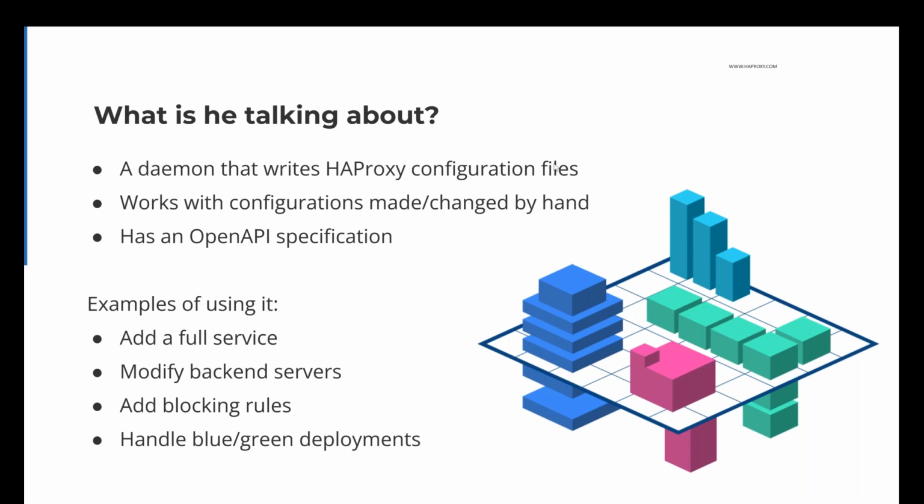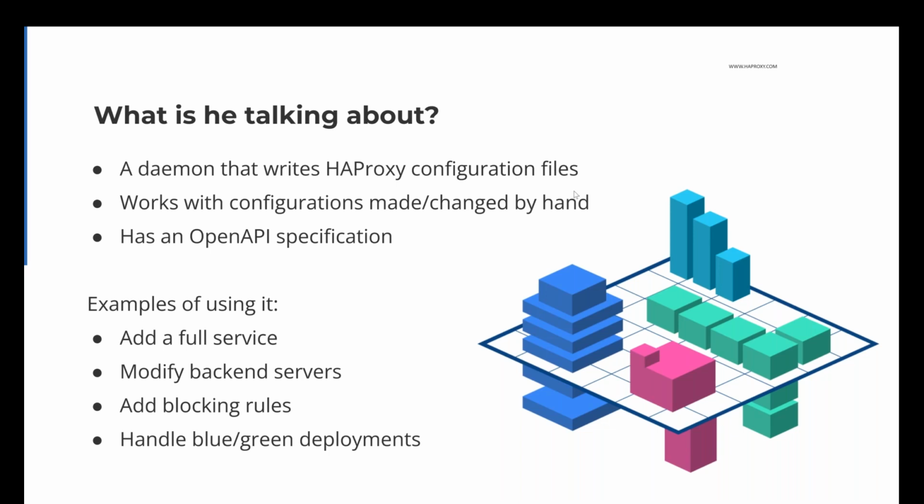but generally that is not desirable. It has an OpenAPI specification, so you can make a generated script which has all of its endpoints in it. The Python script that I'm using for this example is not built using the OpenAPI generation, since I only wanted a couple of endpoints. However, the generator is a good option if you're doing a lot of API calls with it. You can do pretty much anything using the API that you can do with the configuration. So you can add a frontend, backend. You can modify the backend servers. You can add rules to block traffic. You can handle blue-green deployments. Pretty much anything that you wish to do.